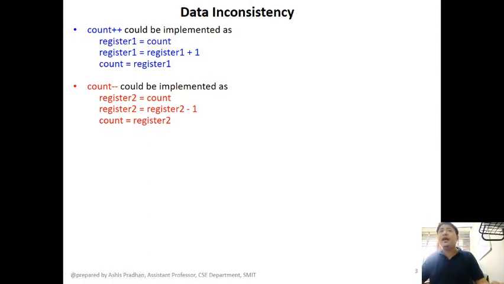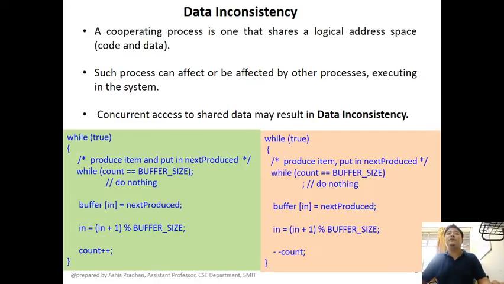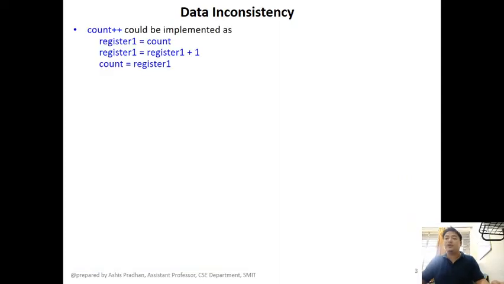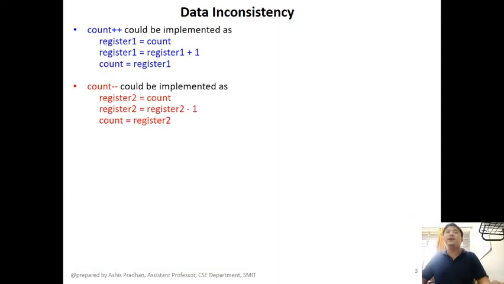Having said this, if we go back to this code, you can imagine that count plus plus or count minus minus can be represented in machine level code in 3 different steps, as shown here and here. Now we'll try to understand in more detail how this code is executed.